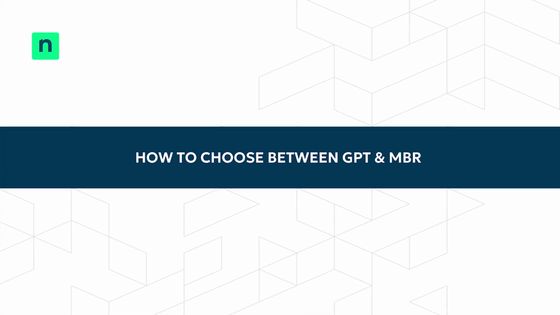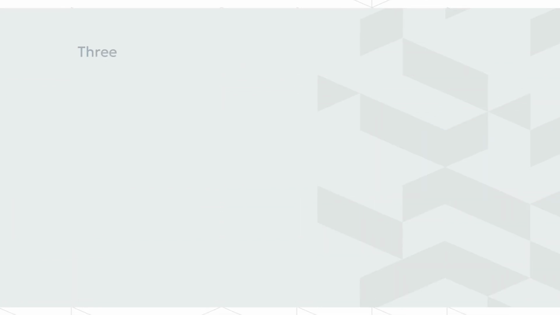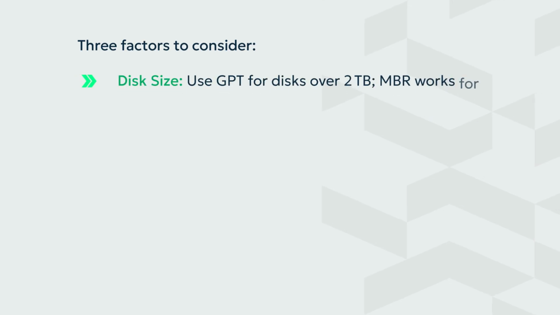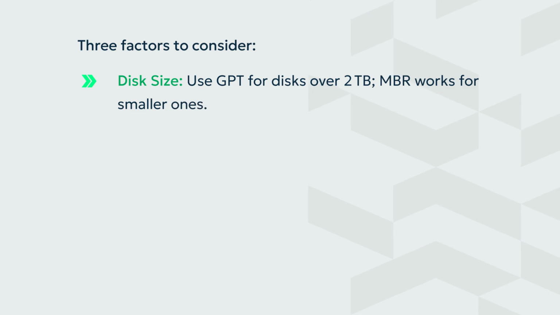How to choose between GPT and MBR. You must consider 3 factors when choosing between GPT and MBR. First is your drive's size. You must use the GPT scheme if it's larger than 2 terabytes. However, if it's smaller, you can use MBR.